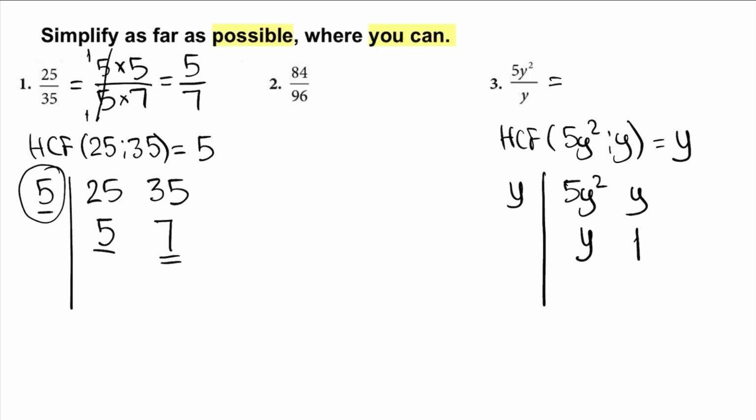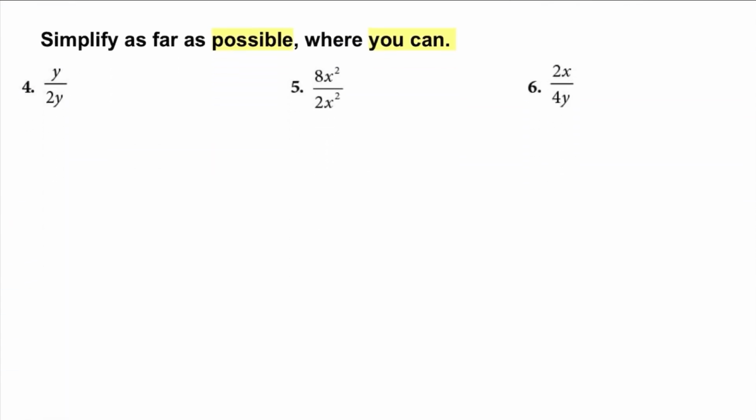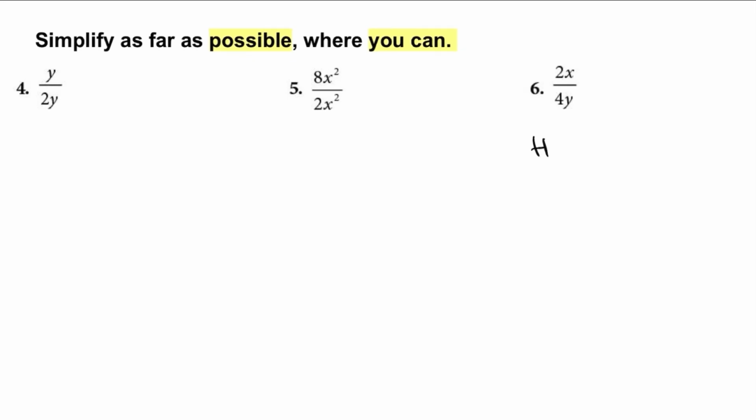Now 5y squared can be written as y times 5y, and y times 1. We simplify this y, and then we get 5y divided by 1, which is 5y. So this is the answer for question number 3. Number 4 and 5 will be your questions. Let me show how to solve number 6.